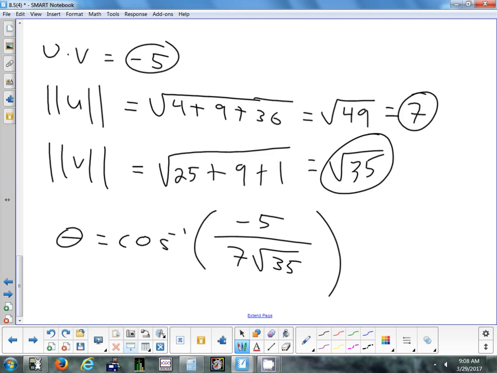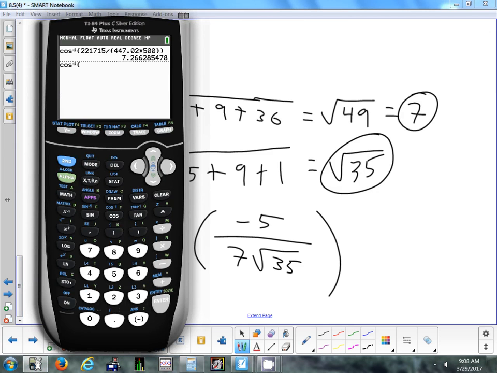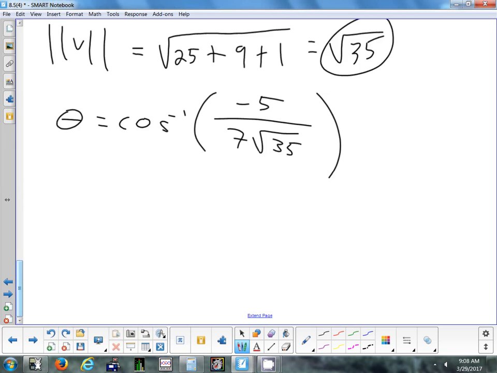Now, can I multiply the 7 times the 35 under the root? No, because the 7's not under a root. If the 7 was, then I could just put 35 times 7 under the root. But make sure the 7 is outside the root. Okay, so inverse cosine of negative 5 over, and again, I would put parentheses. I kind of debated last time, but I think it's a good idea to type it in just like that. Okay, so we get an angle of 96.9 degrees. And that's a 3-dimensional angle between the two vectors in space.